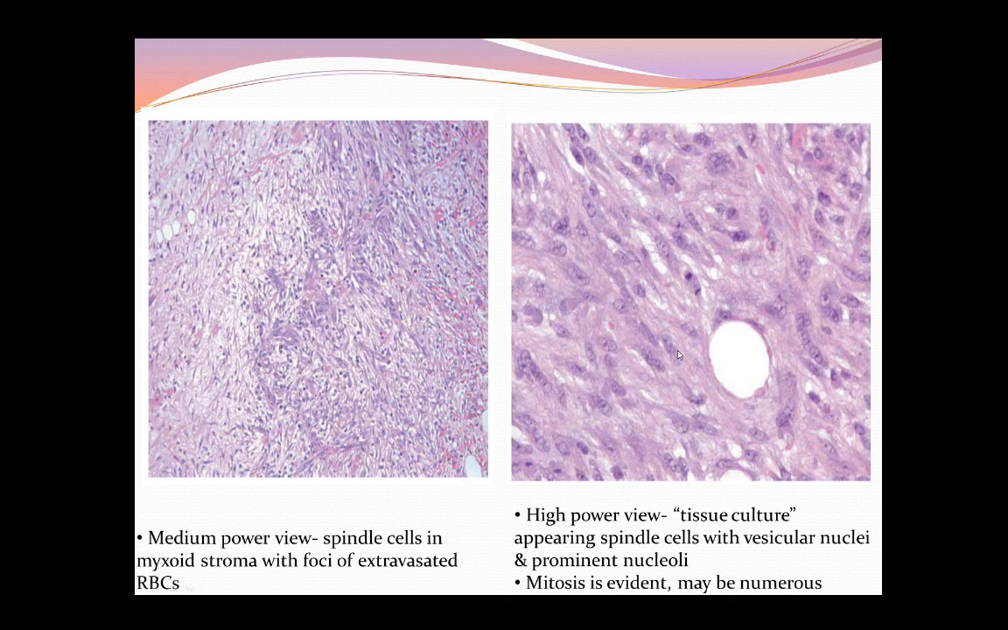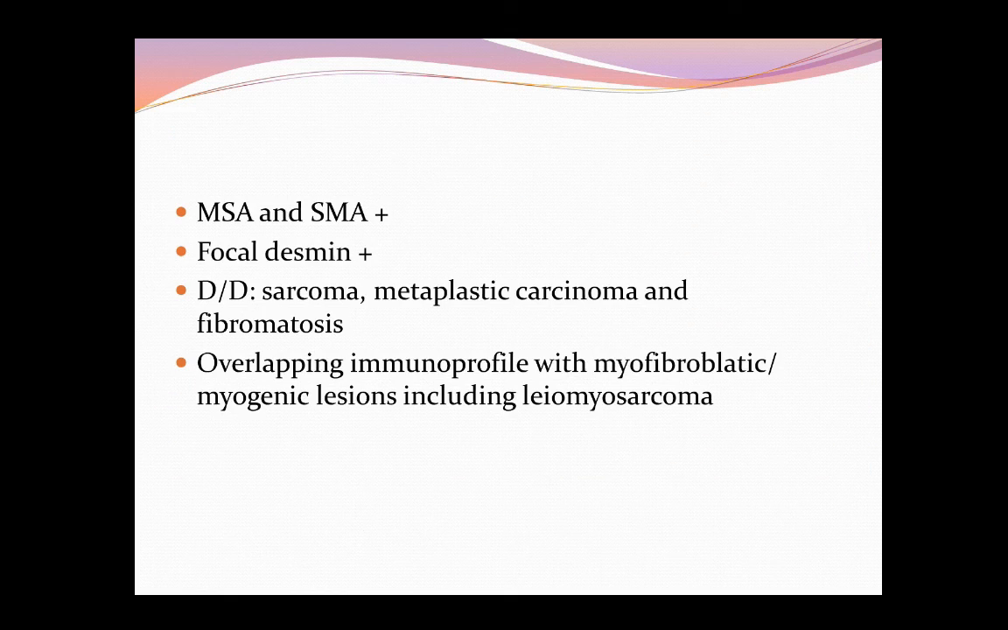These lesions can disappear on their own, in like 4 or 5 months, but in the breast, something which is rapidly growing looks like a malignancy. It usually undergoes biopsy and then excision. They are positive for MSA and SMA. Focally they can show desmin, and the differential diagnosis is sarcoma, metaplastic carcinoma, and fibromatosis.